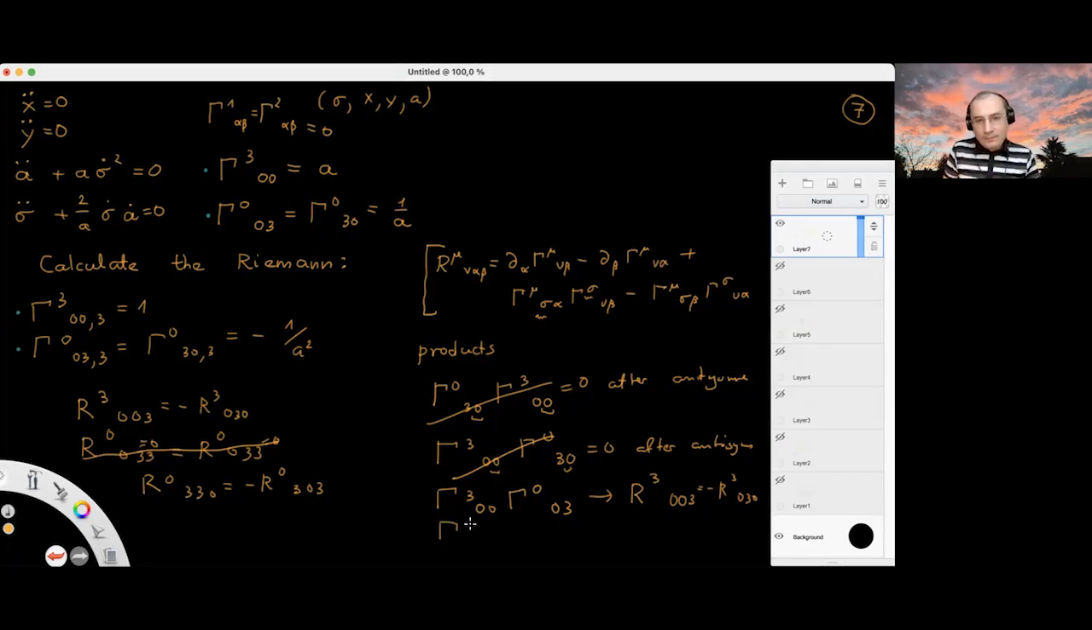And we also can have products of these things here, gamma 0, 0, 3, gamma 0, 0, 3. But again, this does not contribute because there is a repeated index. But we could also have gamma 0, 0, 3, gamma 0, 3, 0. And here we don't have a repeated index. This guy could contribute to Riemann R 0, this is alpha, this is mu, this would be alpha, this is mu, and this is beta. Or its inverse, 0, 3, 0, 3. So this guy appears in this component over here.